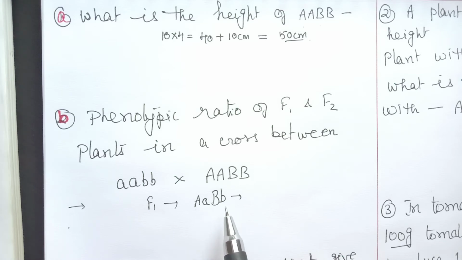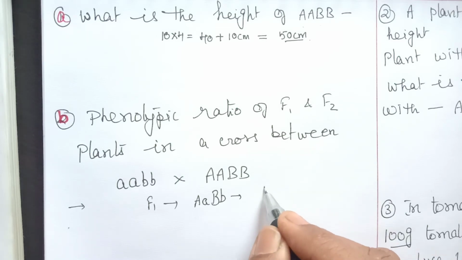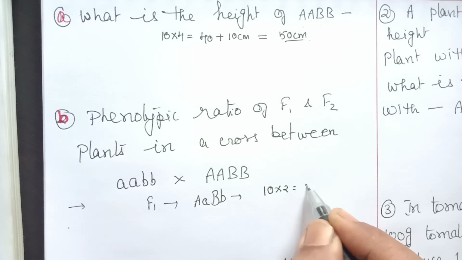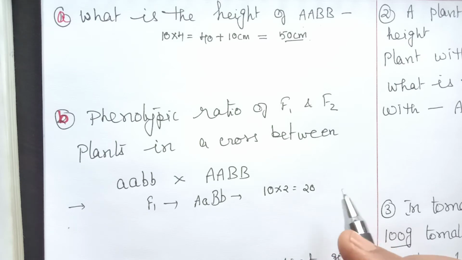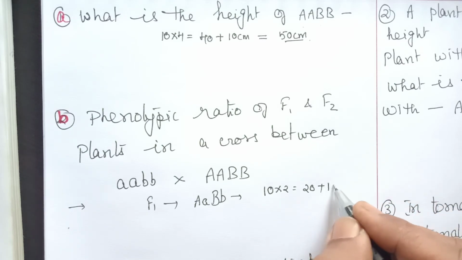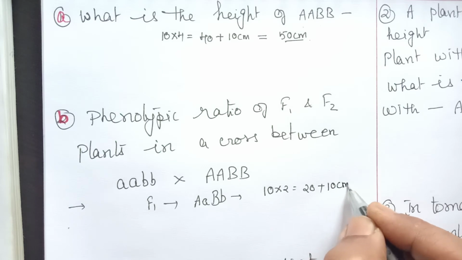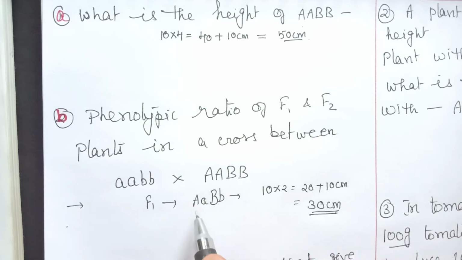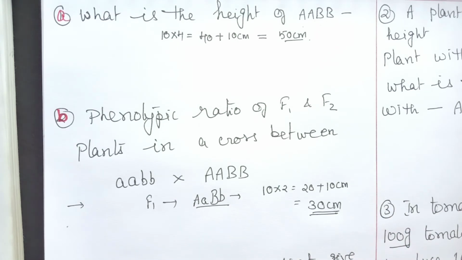So if 2 dominant alleles are present and we know the base height is 10, 2 dominant alleles we can solve as 10 into 2. This will give 20 centimeters. To the 20 centimeters we are going to add base height, that is 10 centimeters. So total height here will be 30 centimeters. This is in F1.